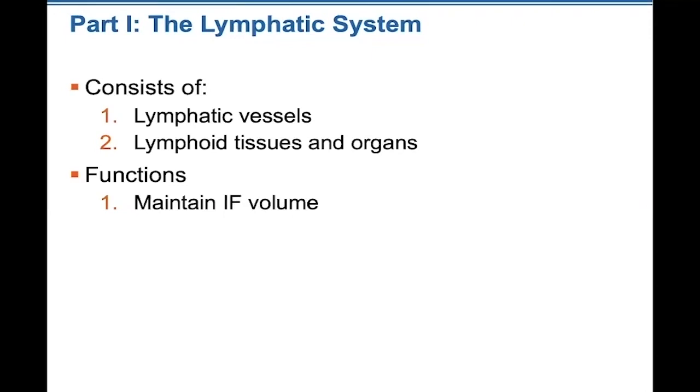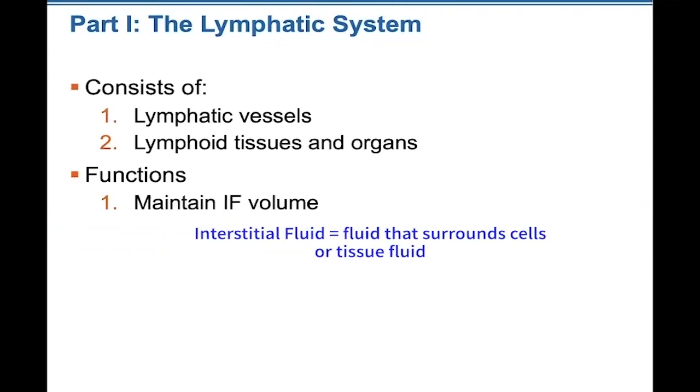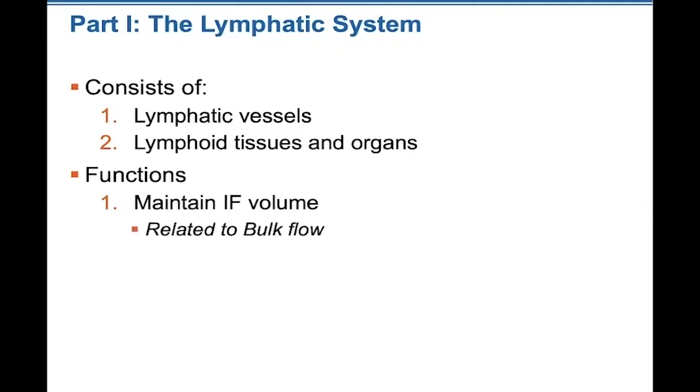The interstitial fluid is the fluid that surrounds the cells. It is also known as the tissue fluid. This function is related to bulk flow. Recall that bulk flow occurs at the blood capillaries.